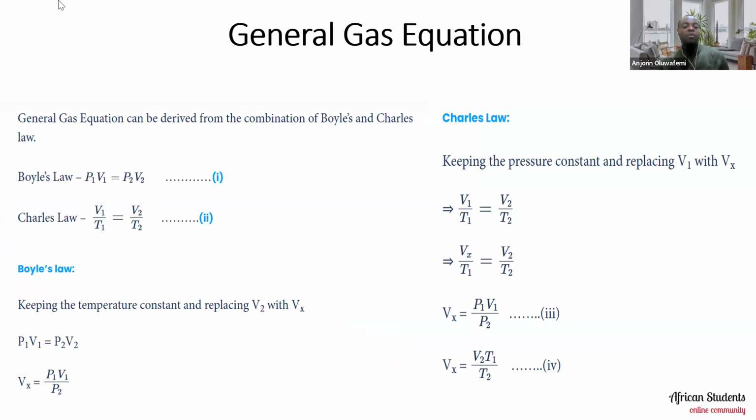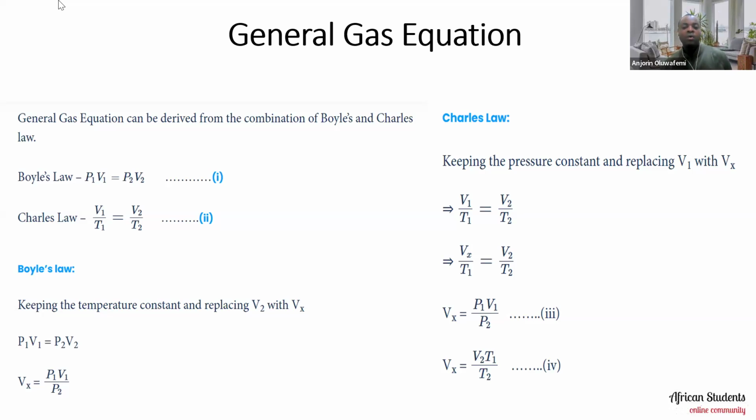Now, when we keep the temperature constant and replace V2 with Vx, we end up having P1 V1 equals P2 V2. So our Vx will now be equal to P1 V1 over P2. That's from Boyle's law.